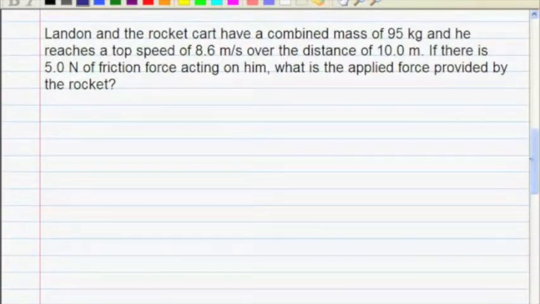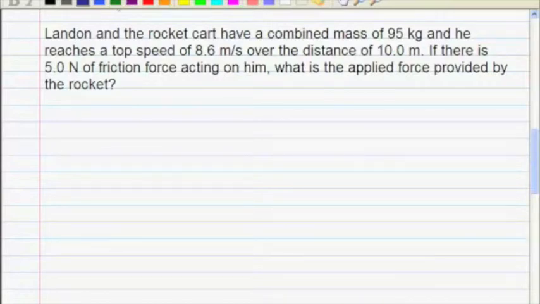So Landon and the rocket cart have a combined mass of 95 kilograms, and he reaches a top speed of 8.6 meters per second over a distance of 10 meters. If there is 5 newtons of friction force acting on him, what is the applied force provided by the rocket?